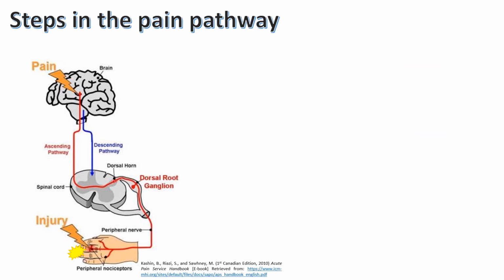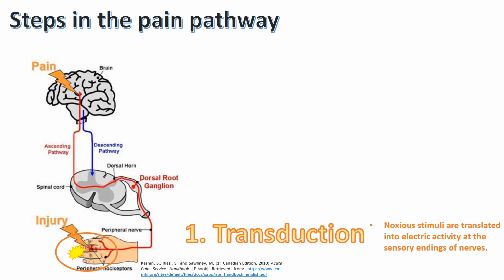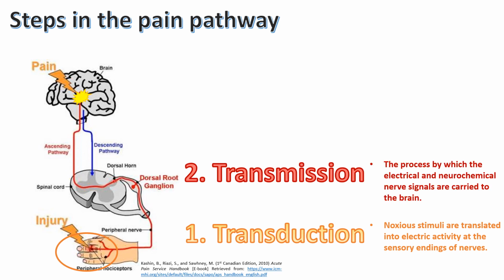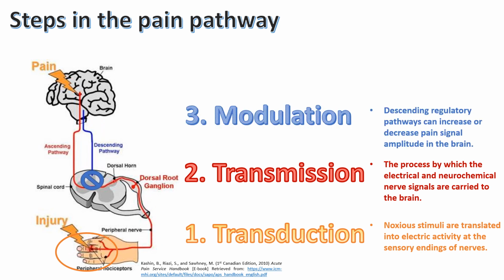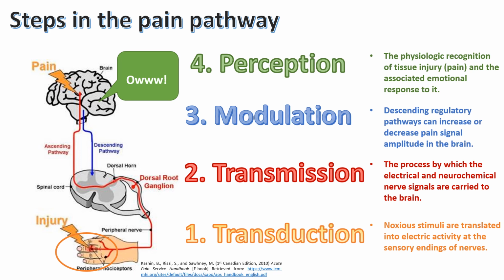There are four main steps in the pain pathway, the first of which is transduction. This is the process by which tissue injury is converted into chemical signals and then electrical activity that can be passed between neurons. The passing of the signal between neurons is called transmission, and this passing of signals between neurons can be modulated by descending regulatory pathways as well as chemical modulators that we will discuss later. Ultimately, the perception of pain is twofold. First, the localization and recognition of tissue injury, as well as the experience or emotional component of pain.